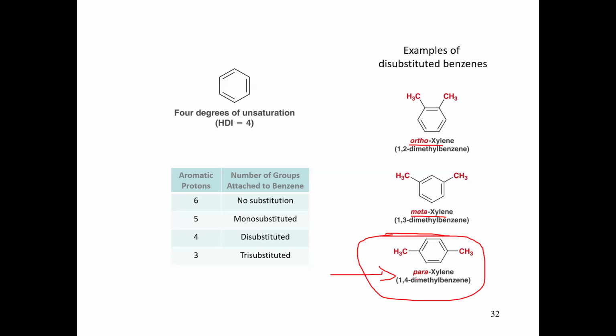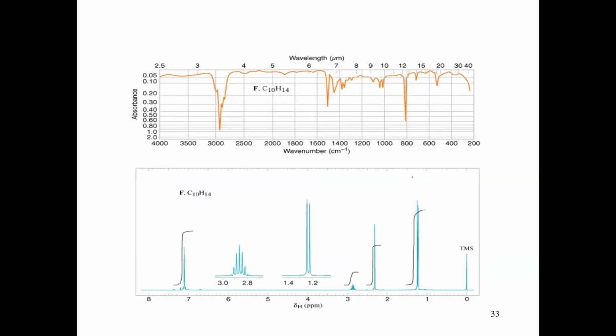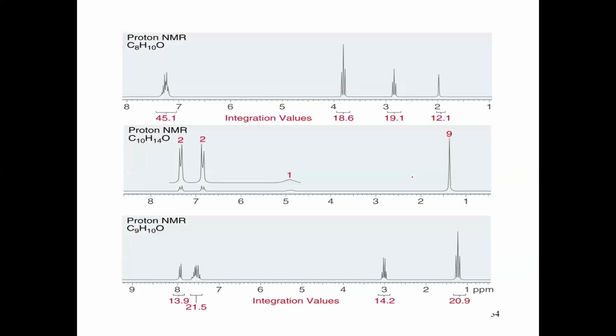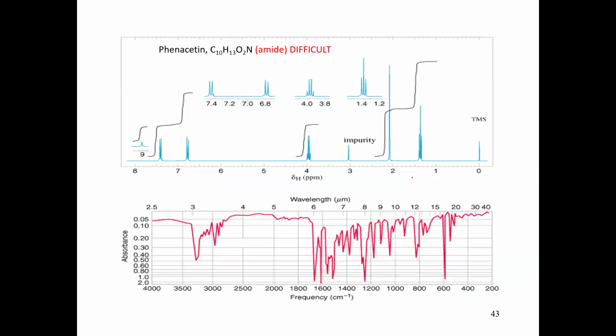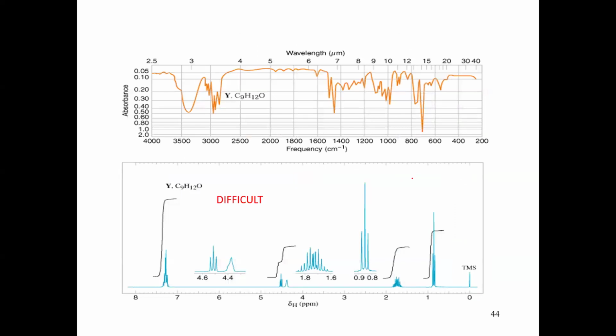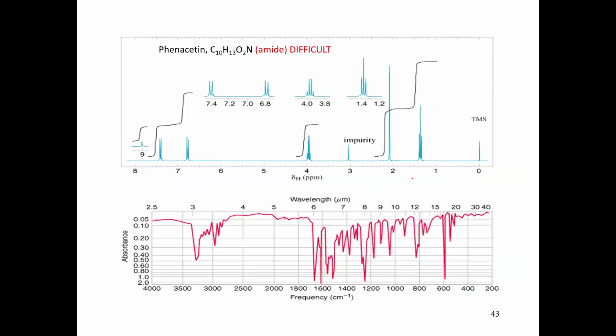Okay, so this one is the para substitution, meta substitution, and ortho substitution. That's the combination of IR and NMR. I will leave this for you guys. I have many here. The resolution is not the best. That's why I don't use it for class.